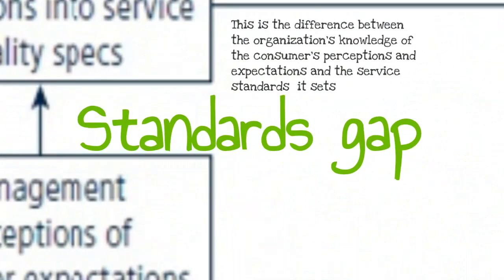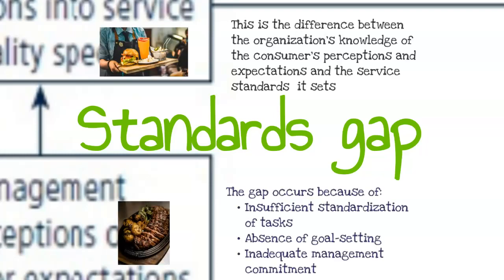This is the difference between the organization's knowledge of the consumer's perceptions and expectations and the service standards that it sets. So if you know you are manufacturing coffee beans, just rather remarket it as high quality, because some consumers might expect ethically sourced beans and high quality beans that is also tasty and easy to prepare. Then you can set your service standards to make sure it is of a high standard and you meet your customers' expectations.